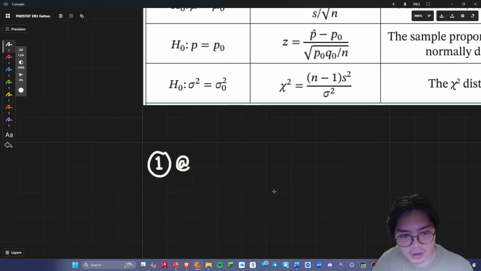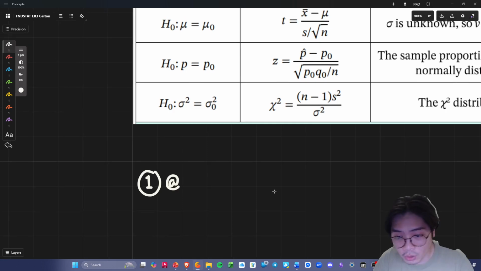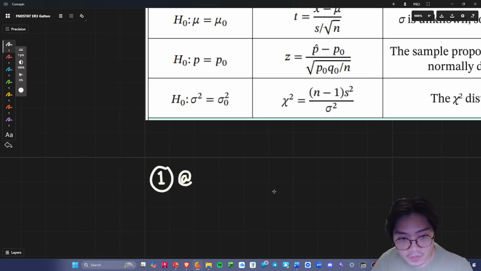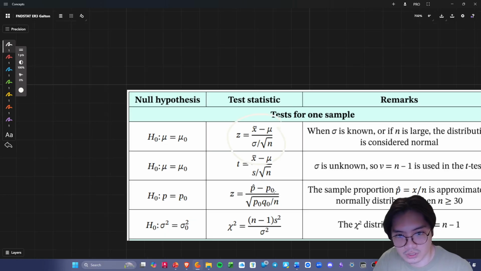Let's immediately start off with our test statistic. We already know our population standard deviation. That means that our test statistic will, of course, be just the normal distribution: x bar minus mu over sigma divided by square root of n, which is also here.